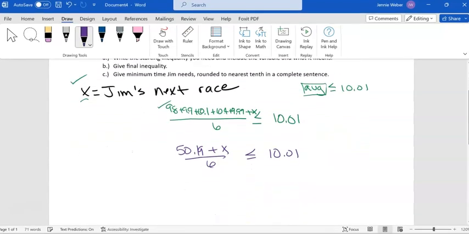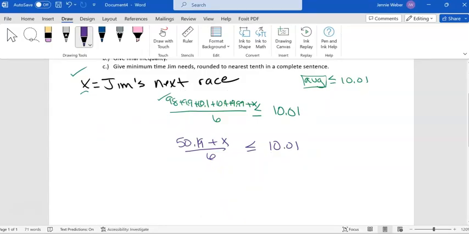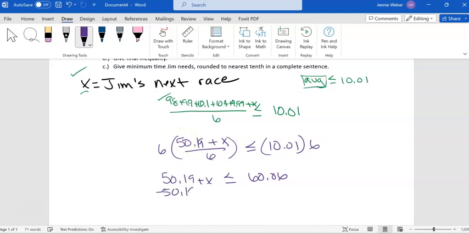Okay, now we've cleaned that up. So that was our first bit, we need to add up those times. We're adding our like terms. Now I need to get rid of the 6, so I'm going to multiply both sides by 6. And I have 50.19 plus x, and this is going to be 60.06. I just multiplied by 6. Then to get the x by itself, I'm going to subtract 50.19 from each side. So 60.06 minus 50.19 gives 9.87. So this is the answer.